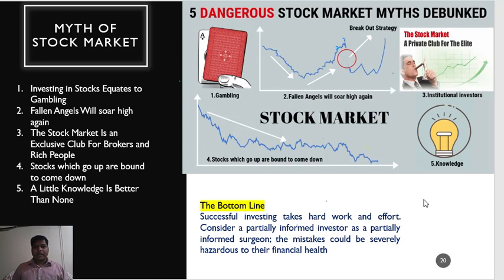The second myth: the stock market is an exclusive club for brokers and rich people. Everyone thinks that if someone has a lot of money, then they can invest. And the middle class, if they don't have money, must stay away from the markets. So this is basically a complete myth, and this is completely wrong.